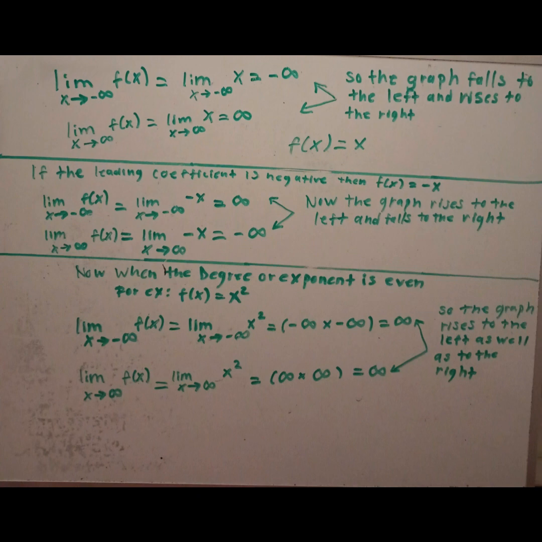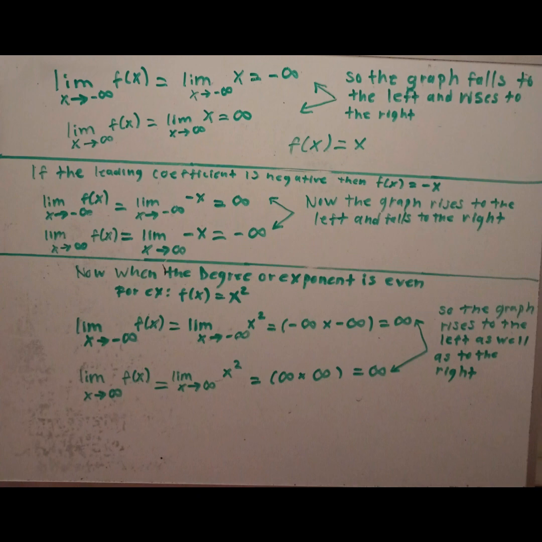Now, next example. The new function is f of x equals negative x. So we start with the first example: negative infinity plugged into the function negative x, and a negative times a negative will be a positive. Next example, positive infinity plugged into negative x will result in negative infinity. So the graph rises with negative infinity as the input, and the graph will fall to the right with positive infinity.